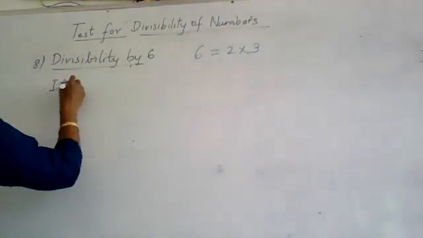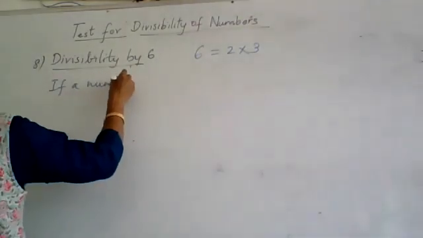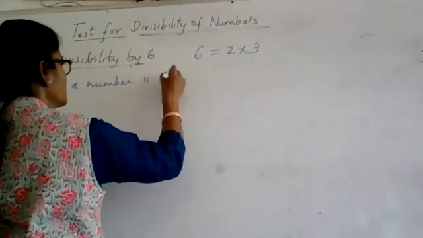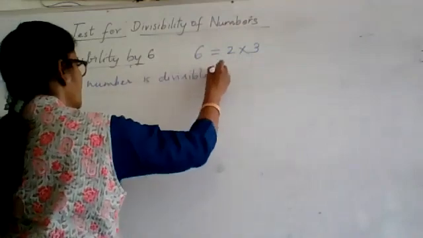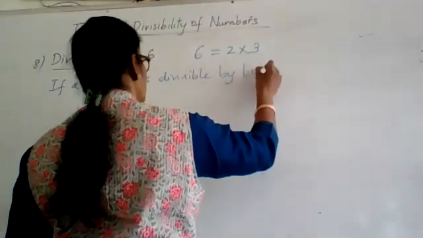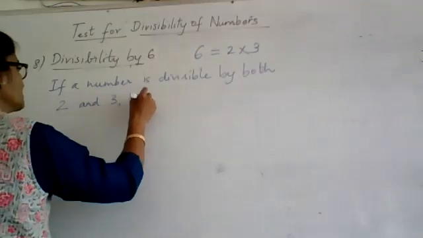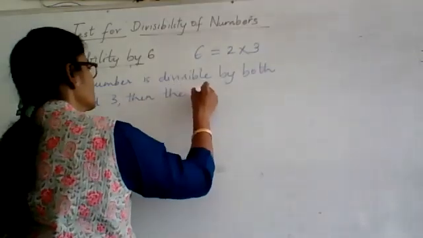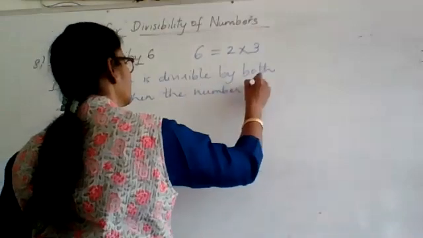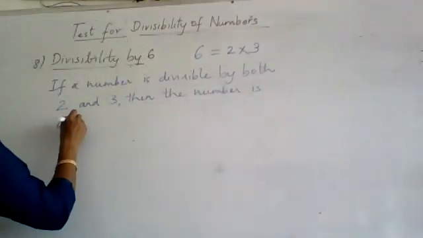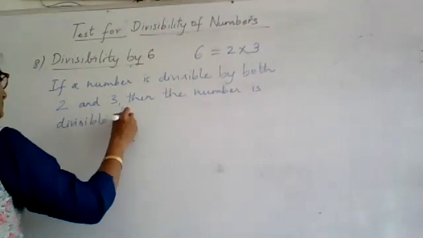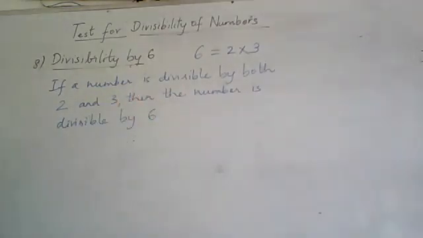So if a number is divisible by both 2 and 3, then the number is divisible by 6. So if a number is divisible by both 2 and 3, then the number is divisible by 6. Maybe we can take a few examples here and find out.